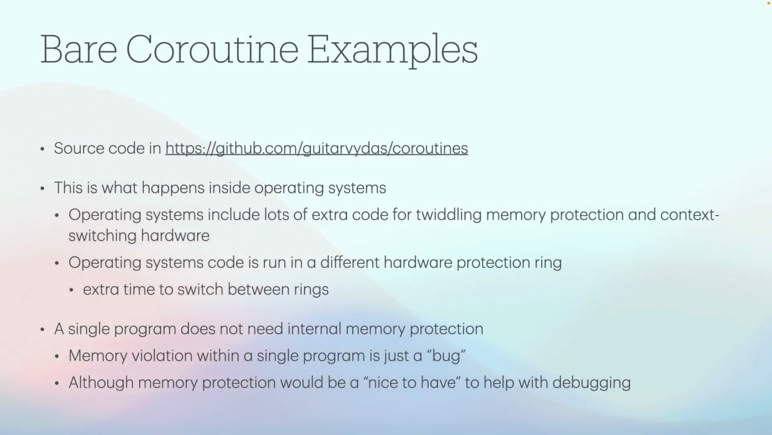Here are some examples of bare coroutines. The source code is given here. This is what actually happens inside operating systems. Operating systems include a lot of extra code for twiddling memory protection and context switching hardware. Operating system code is run in a different hardware protection ring, which means extra time to switch between rings.